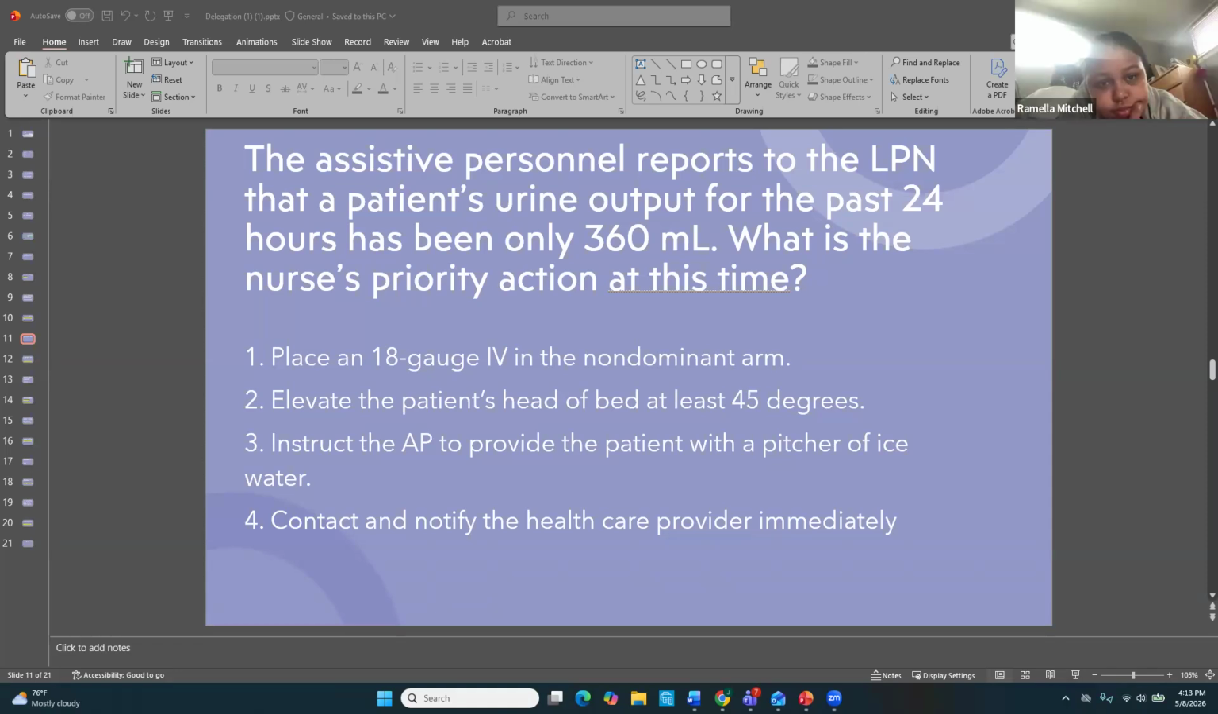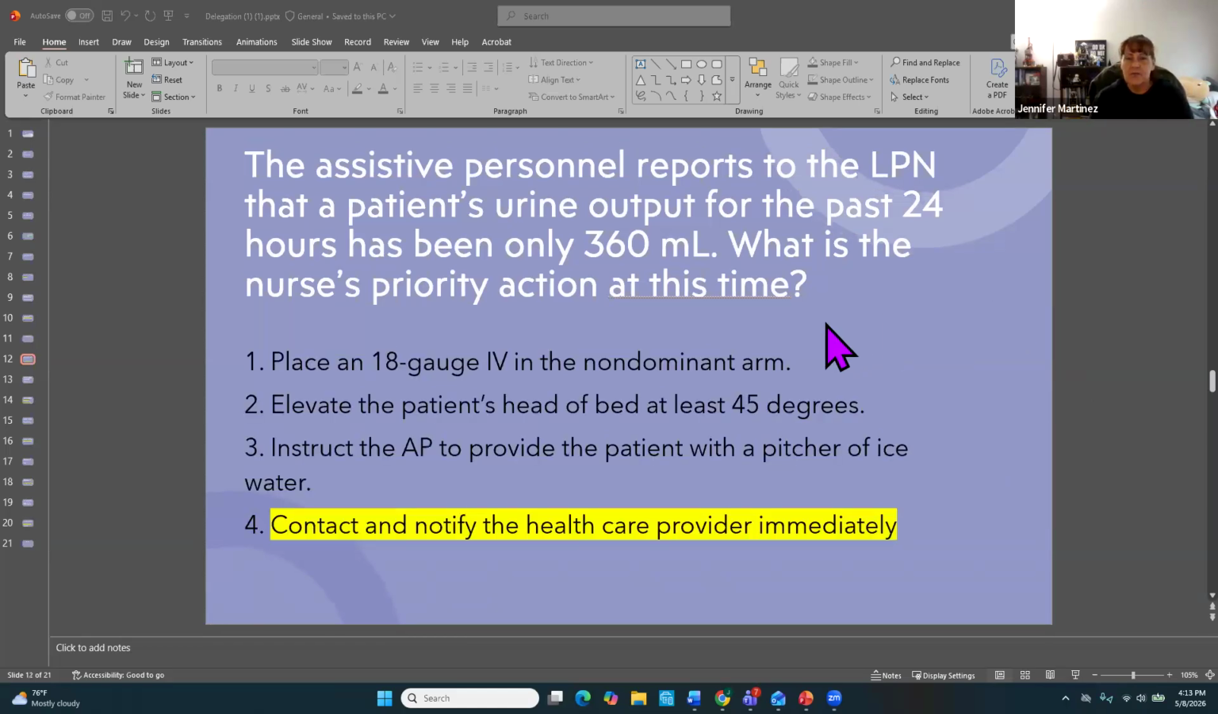So 4, got some 4s, 3s. Got the same people answering. Everybody needs to try. All right, let's see. I'm gonna flip it. Yes, we are absolutely going to contact and notify the healthcare provider immediately. That is a significant issue.